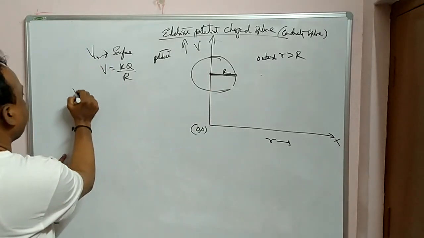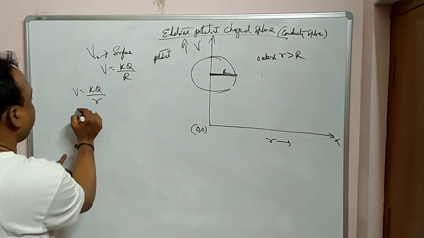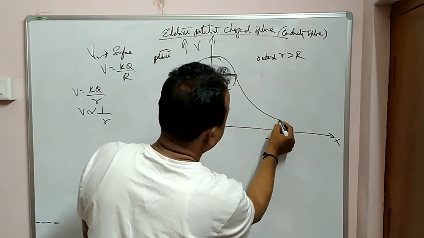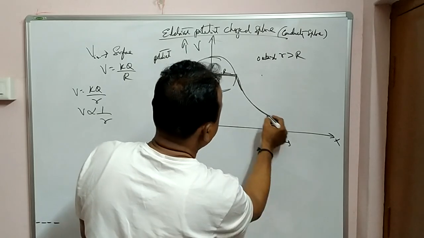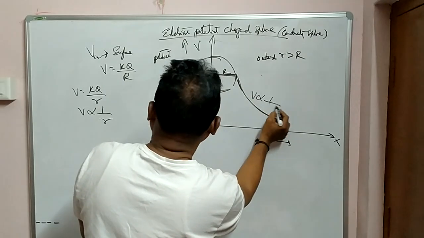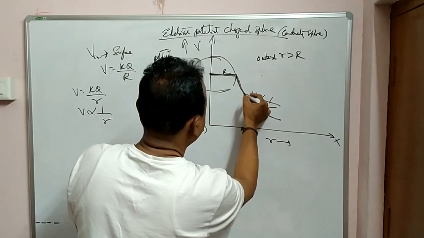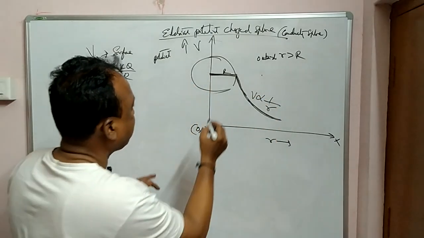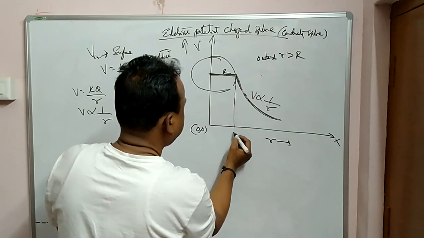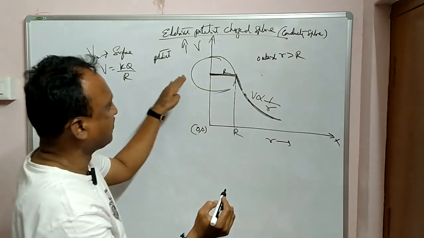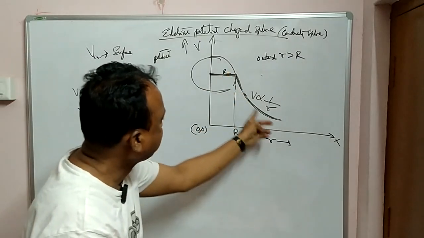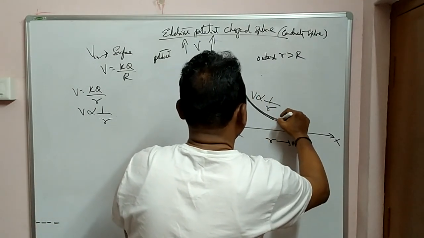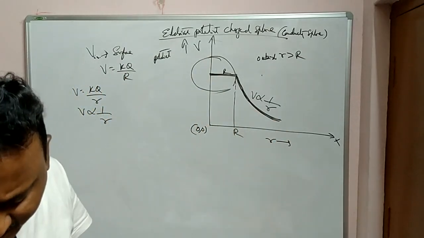Now after that, what happens again? Outside, what do we get? V is equal to KQ by small r. That means V is inversely proportional to r. So V is decreasing, you can see. The value is decreasing gradually. So the potential is the same from the center to the surface, and it is decreasing outside, because V is inversely proportional to r outside. Clear?